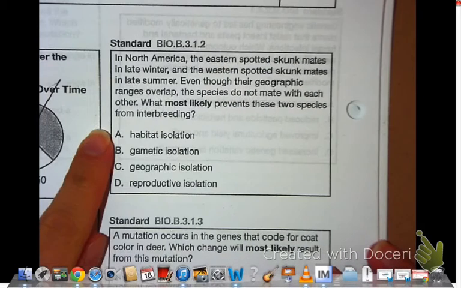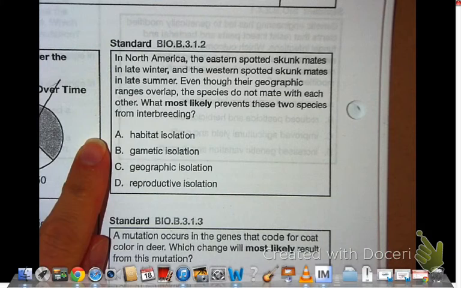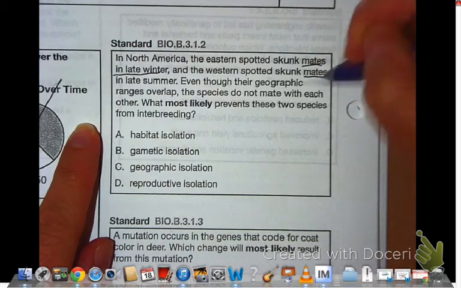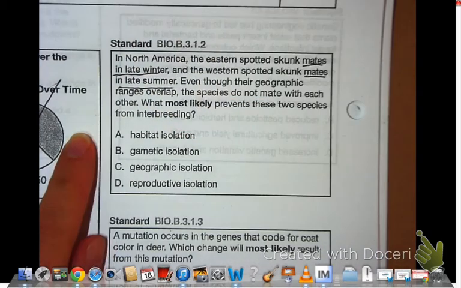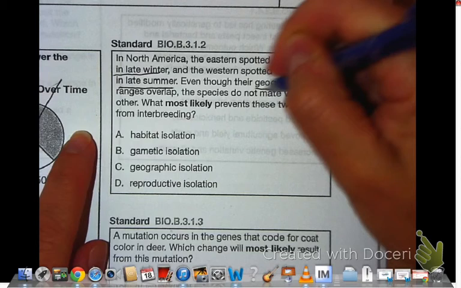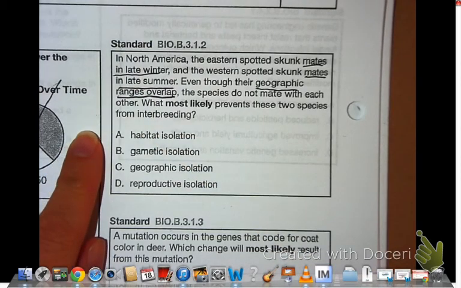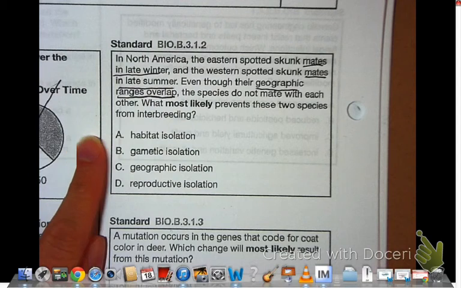So let's just move on from that question, and let's look at this question up here. In North America, the eastern spotted skunk mates in late winter, and the western spotted skunk mates in late summer. And even though they share the same geographic range, the species do not mate with each other. What most likely prevents these two species from interbreeding?